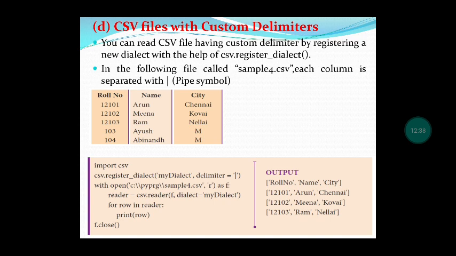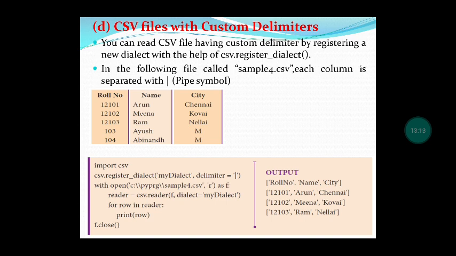Next, the pipeline symbol, that is, a custom delimiter has been used. Here also csv.register_dialect is used for displaying the pipeline symbol. Pipeline means a vertical line will be coming, you know that. Here the output is showing the pipeline symbol, that is the sample4.csv file. The columns have been separated by a line. Can you see? Roll number, name and city. These three things have been separated by a line. That line is called the pipeline symbol, the custom delimiter we have used.